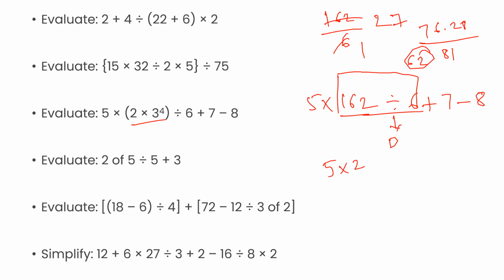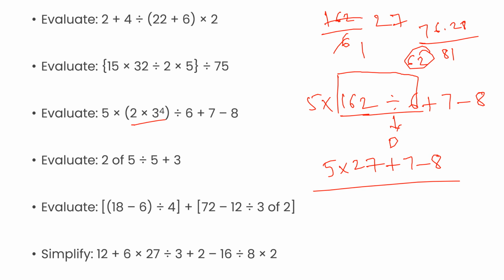So 5 into 27 plus 7 minus 8. This is the value we have to find. 27 into 5. Just calculate a bit fast so that you can answer quickly. So 27 into 5. A small thing I can tell you here.